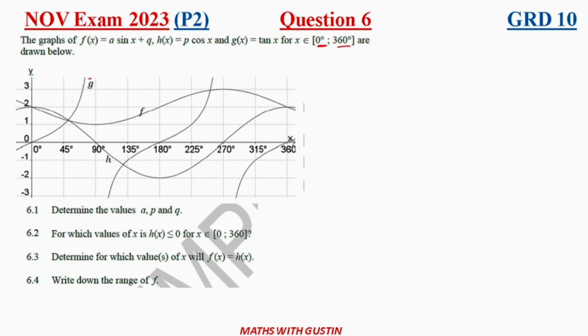Alright, so we can already see this one is tan. And then this one is f of x, which is the sine graph, and then this one is h of x, which is the cos graph.